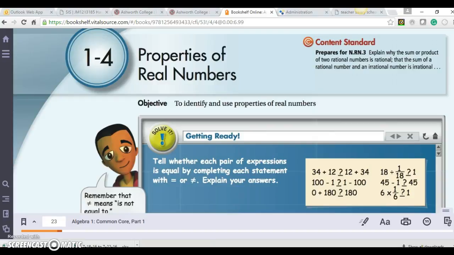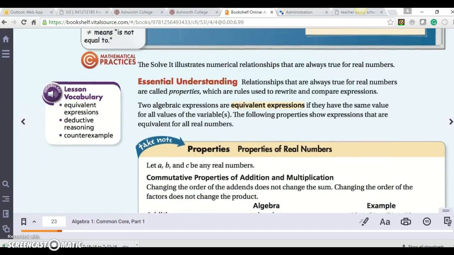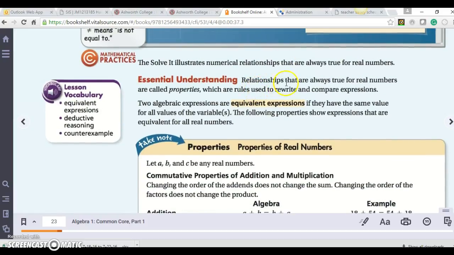Hello, we're looking at lesson 1-4, properties of real numbers. Our objective is to identify and use properties of real numbers. Our essential understanding is that relationships that are always true for real numbers are called properties, which are rules used to rewrite and compare expressions.